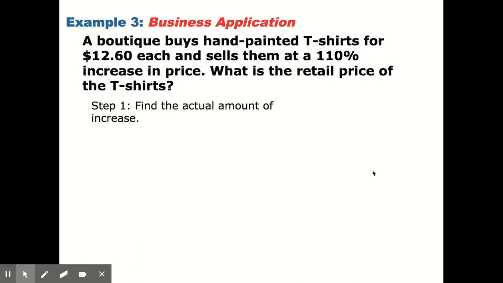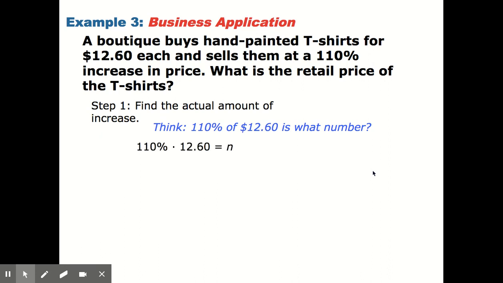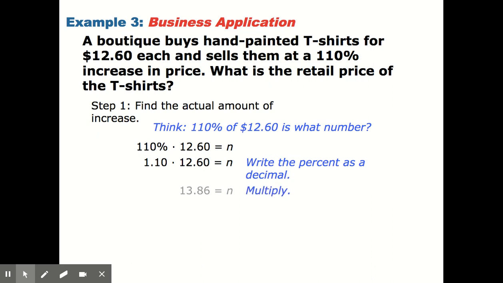Well, first we have to find the actual amount of the increase. So we would find what is 110% of $12.60. And we can do that just by multiplying, as we did before, 110% times 12.60. But we would convert the percent into a decimal, which would be 1.10 times 12.60. We would multiply with our calculator. We would get $13.86.